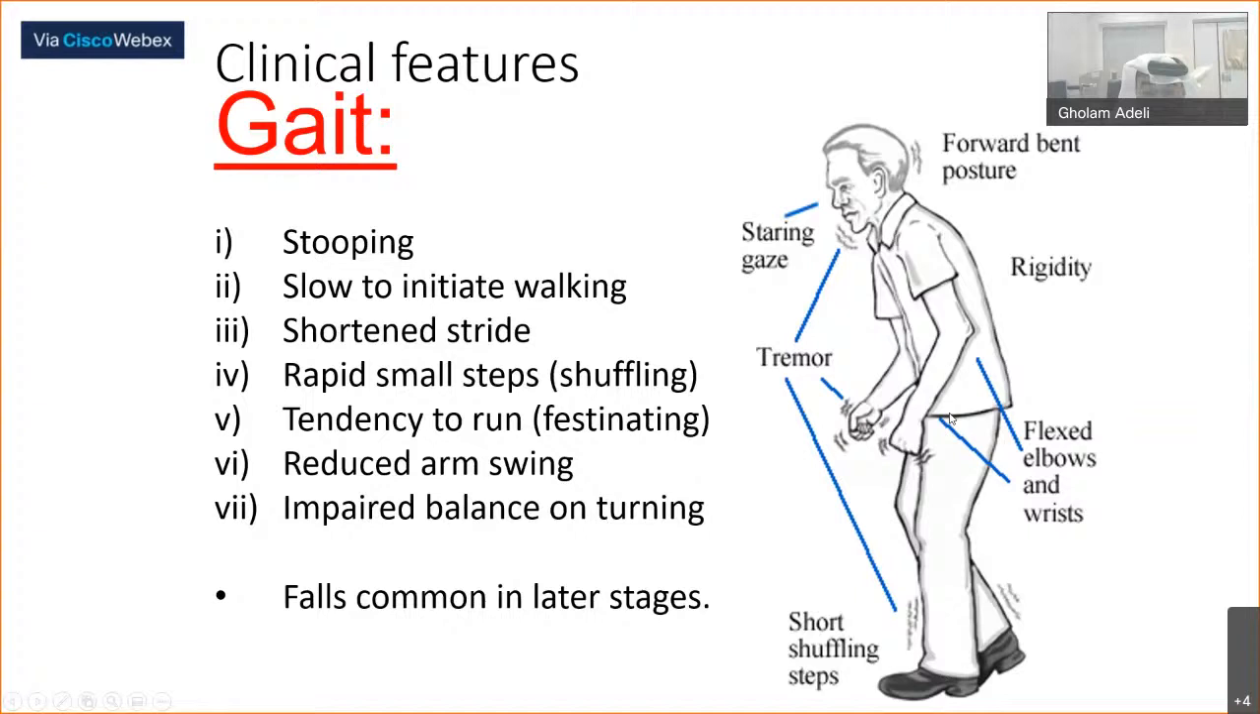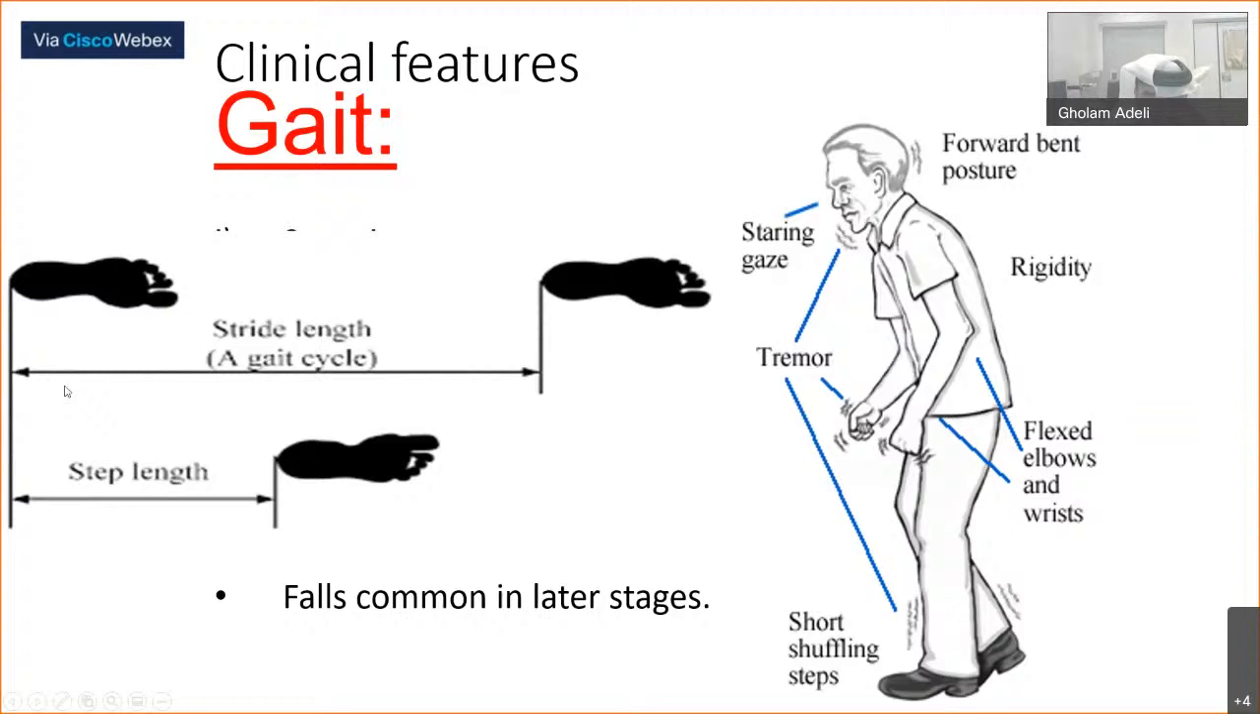And then as they walk, the tendency to run with this one, we call it festination. Reduced arm swing, impaired balance, especially while turning. Falls are common later. And this is again to explain what I mean by the stride length and the length of the step. They go shorter and they go narrower. This is the normal, and this is how they look with Parkinson disease.